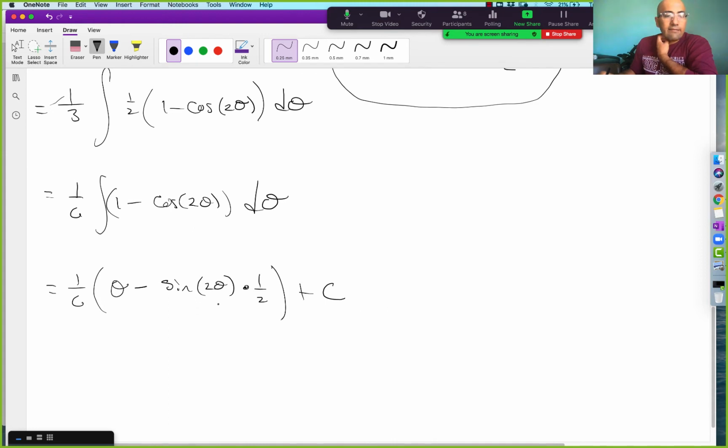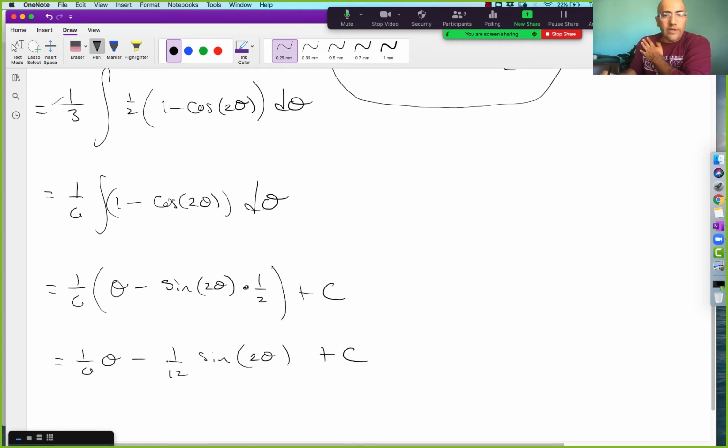unless you wanted to factor out the 2, factor out the 1/2, or distribute the 1/6. So let's distribute the 1/6. We end up with 1/6 theta minus 1/12 sine of 2 theta plus c.